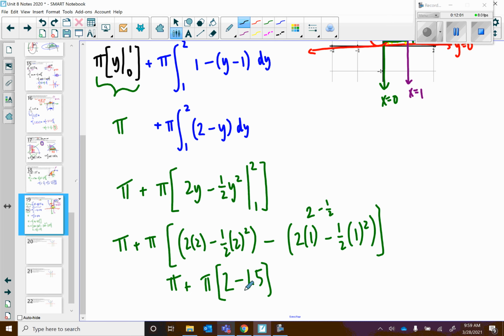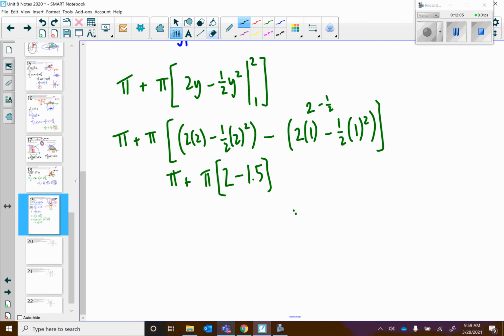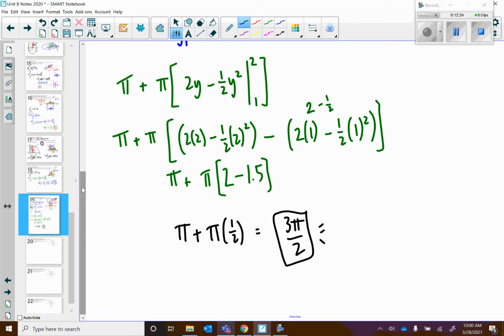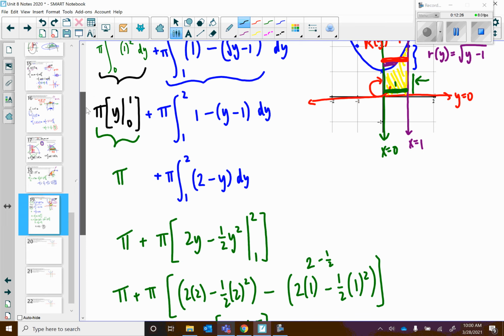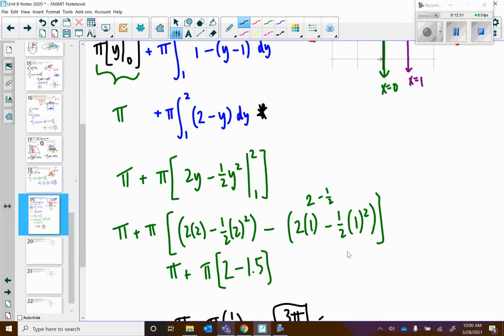And we still have that pi out front. Then we have pi plus 2 minus 1.5, which is 0.5. Pi plus 1/2 pi is 3 pi over 2 for my final volume. Technically, from here, we could type that into our calculators. I really just went through that work because it's good practice.